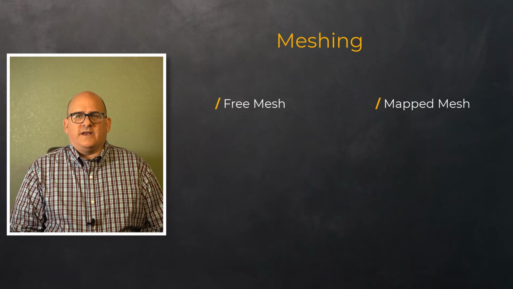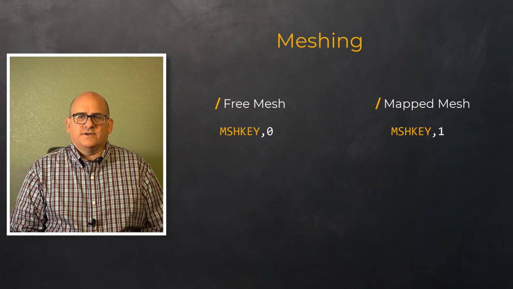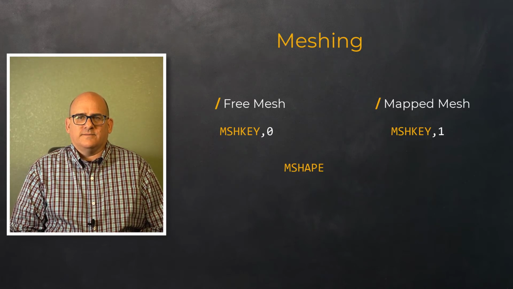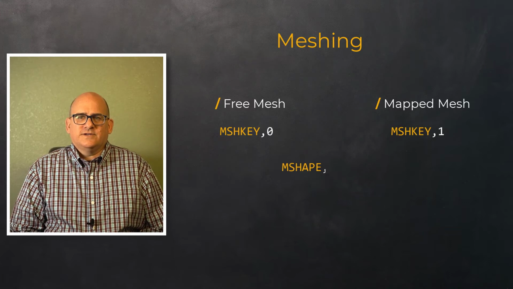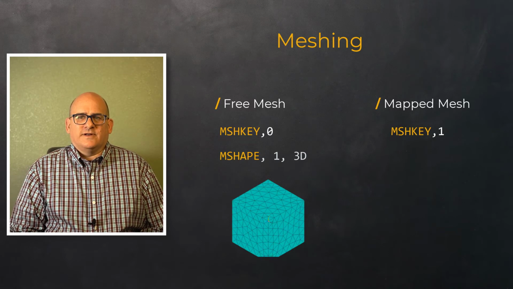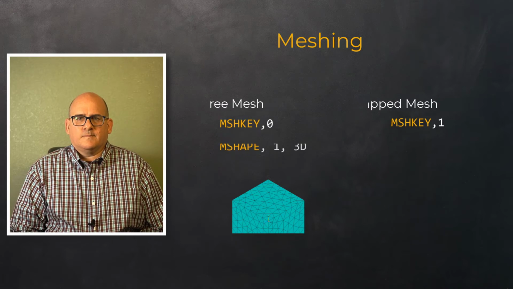One can choose between either of these strategies using the mshkey command. In conjunction, one can also use the command mshape to pick all tet/tri or all hex/quad elements. For instance, if we issue the commands mshkey, 0 and mshape, 1, 3D, then the meshing algorithm generates a free mesh with all tetrahedral elements.